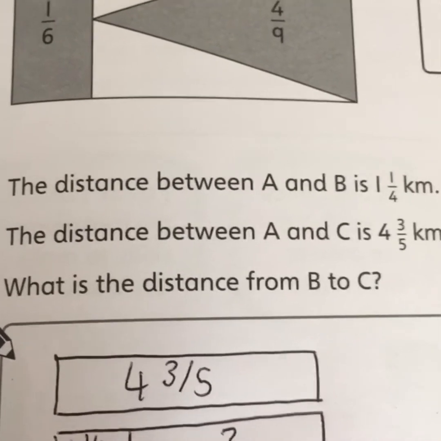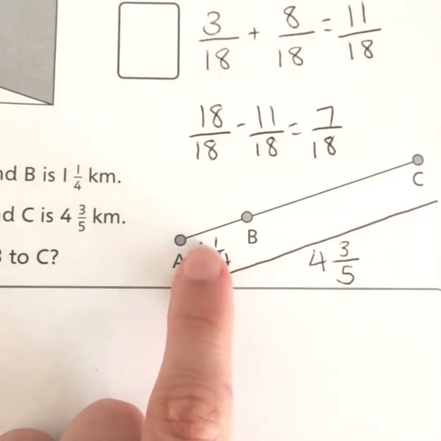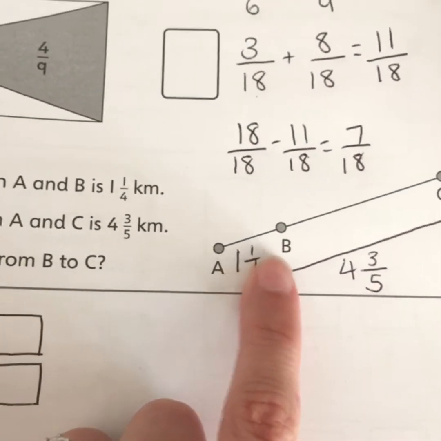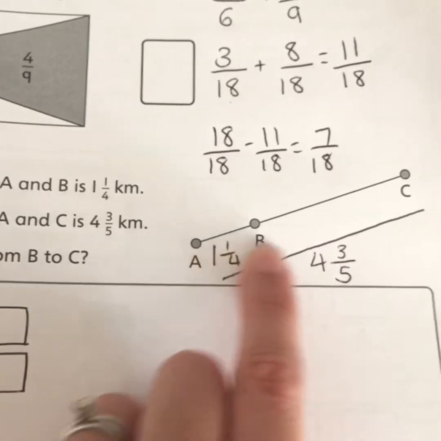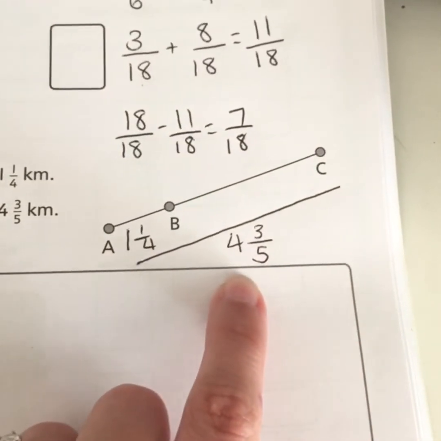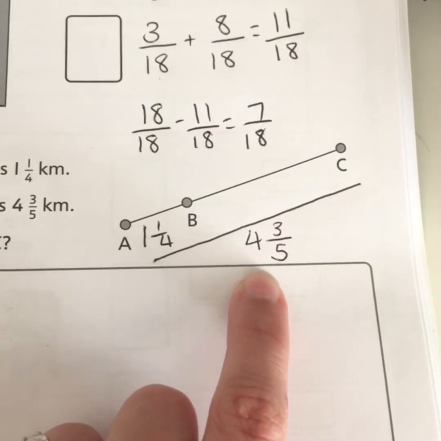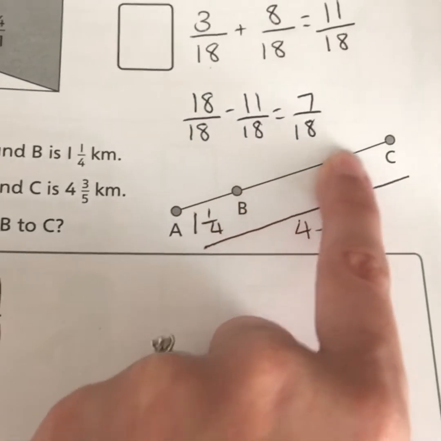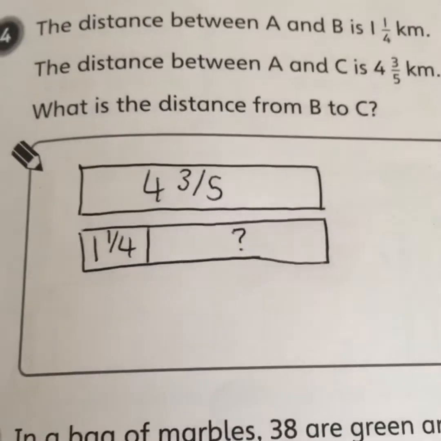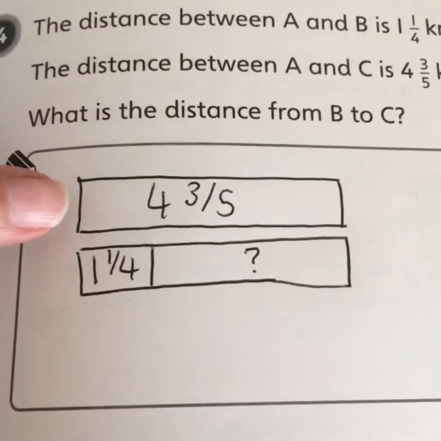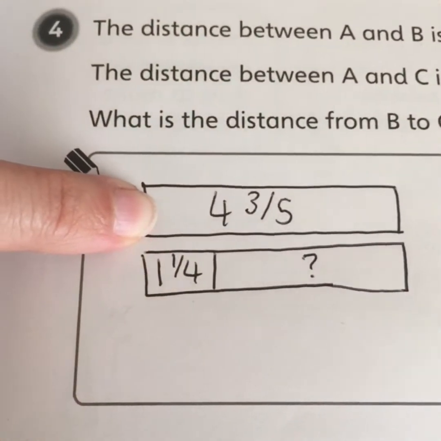Okay, number 4 says the distance between A and B is 1¼ kilometres, and I've labelled that here. The distance between A and C is 4 3/5 of a kilometre. So what's the distance from B to C? So to help me work this out, I've drawn a bar model. So all the way from A to C is 4 3/5.